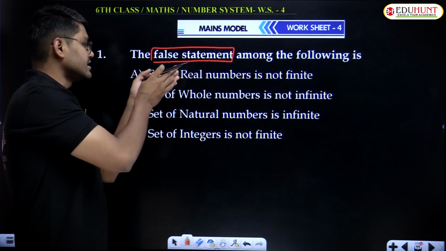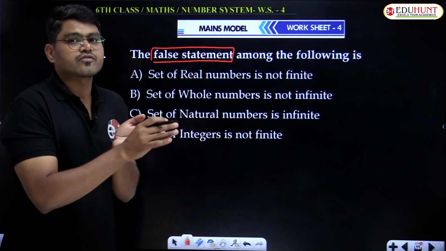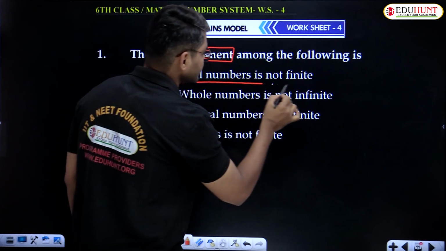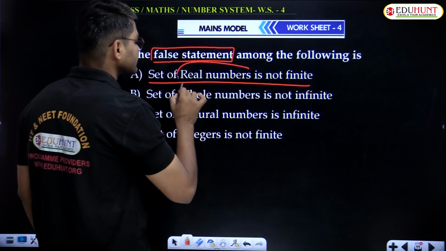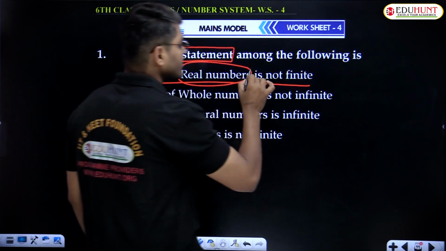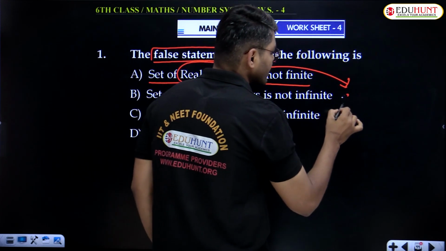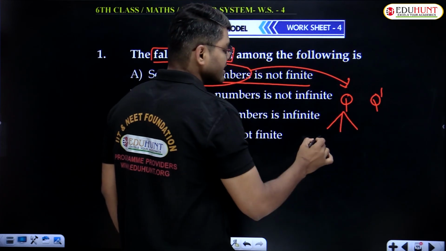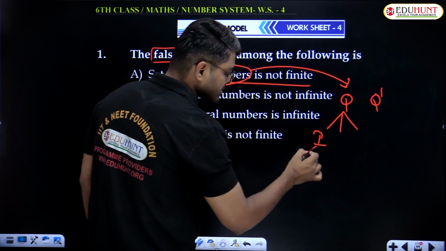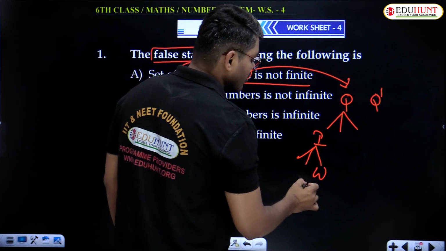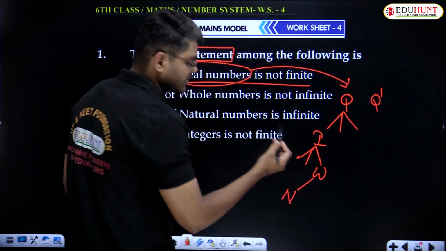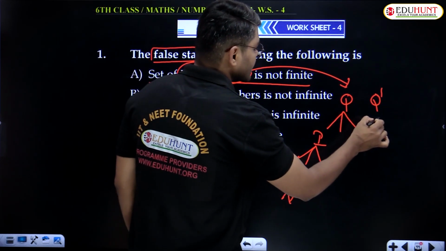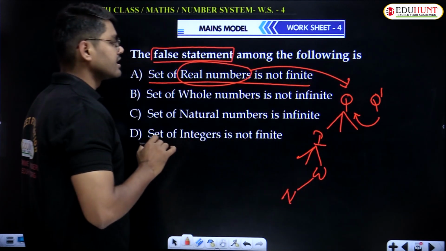Okay, I will explain each statement one by one, then after that we solve the question. First option: set of real numbers is not finite. What are real numbers? First we discuss. Just to recap, real numbers are nothing but rational numbers and irrational numbers. In rational numbers, what numbers do we have? Integers. In integers, what numbers do we have? Whole numbers. In whole numbers, what numbers do we have? Natural numbers. All these are included in rational numbers. Numbers which are not rational numbers are called irrational numbers.